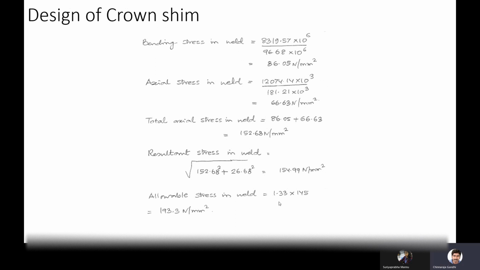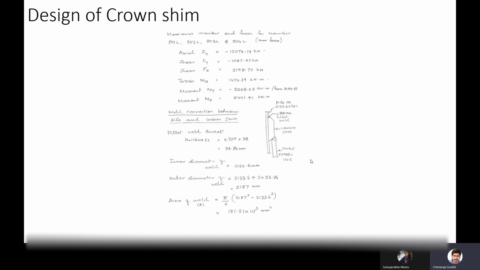Suppose the crown shim is not passing over here. What do we have to do? Suppose the allowable stress is 130 only, but the actual is more, actually 144.9, and this is more. Then what do we have to do? See where we can correct. There is only one clue we have. If the area of the weld is increasing, this term will increase, and subsequently all these values will increase. The actual value will go lesser.